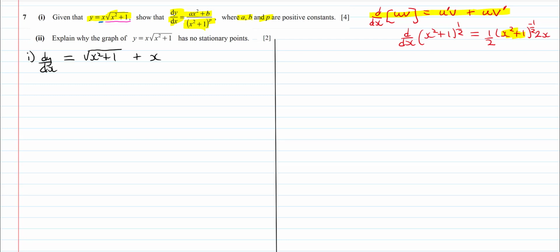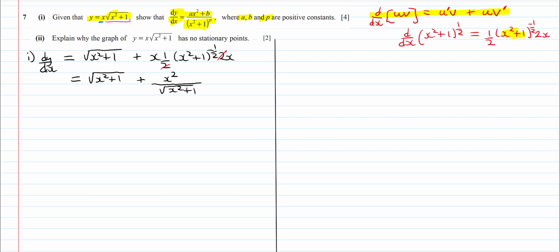So coming back to our problem then, we're going to have x times 1 over 2 times x squared plus 1 to the power of negative 1 over 2 times 2x. So we'll start simplifying this down a bit. So we're going to get the square root of x squared plus 1 plus, well, these 2's will cancel here, and then x times x is x squared, and then I'll write this x squared plus 1 to the negative a half as 1 over the square root of x squared plus 1.